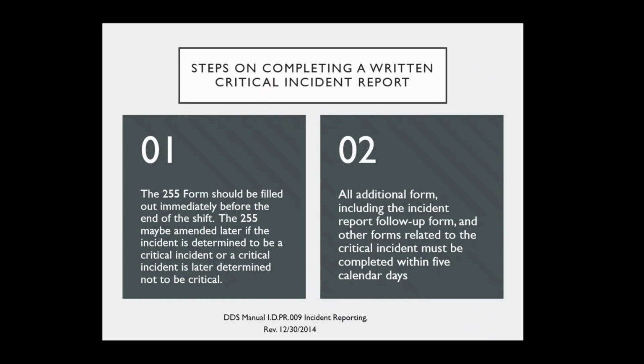Steps on completing a written critical incident report. Step 1. The 255 form should be filled out immediately and must be completed before the end of the shift. The 255 may be amended later if the incident is determined to be a critical incident or if a critical incident is later determined not to have been critical. Step 2. All additional forms, including the critical incident report follow-up form and any other forms related to the critical incident, must be completed within 5 calendar days.